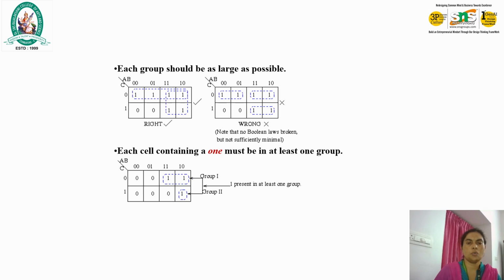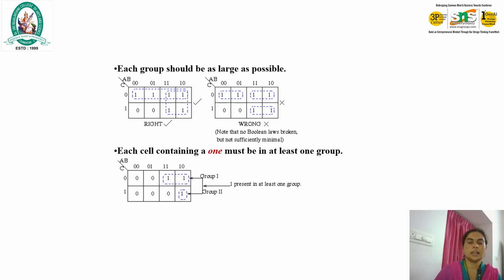In the top leftmost diagram, the grouping is correct. First, they focused on 4, and then again checked for any 4 groupings. There is availability of 4, so there are 2 groups with 4 cells. That is right. In the top right diagram, 2, 2, and again 2 are grouped. This is not right, because we have to check for the maximum group size. The top leftmost diagram is right.